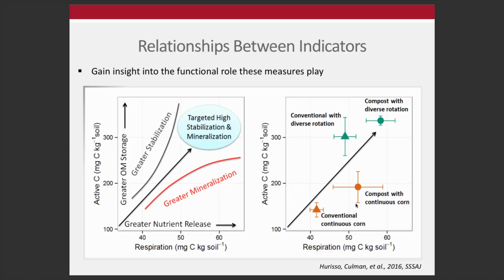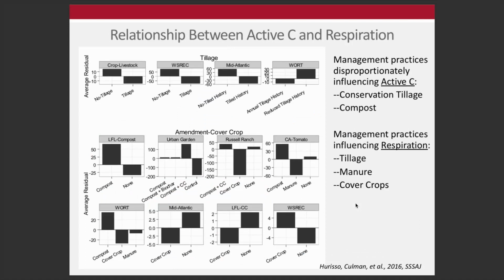So there's some complexity here that I'm not going to get into all the details of, but a few years ago we published a paper looking at this relationship between active carbon and respiration and how management influences these things. Management disproportionately influenced active carbon. The management practices that did that were things like conservation tillage and compost. These are practices that we know are very effective at storing and building organic matter. And management practices that disproportionately influenced respiration values were things like tillage, manure application, and cover crops, particularly leguminous cover crops.